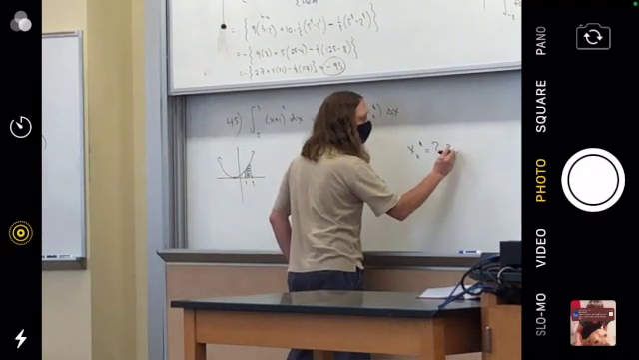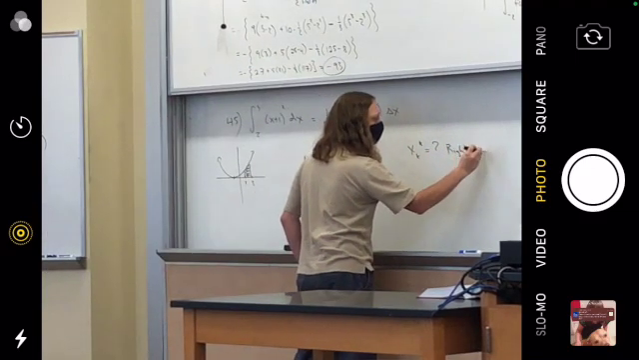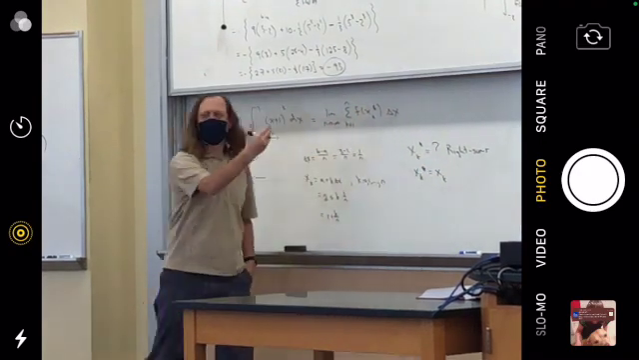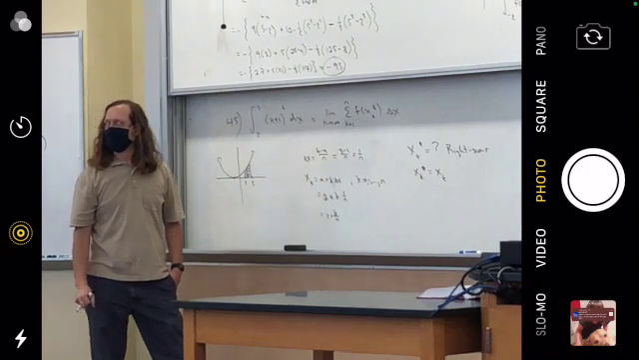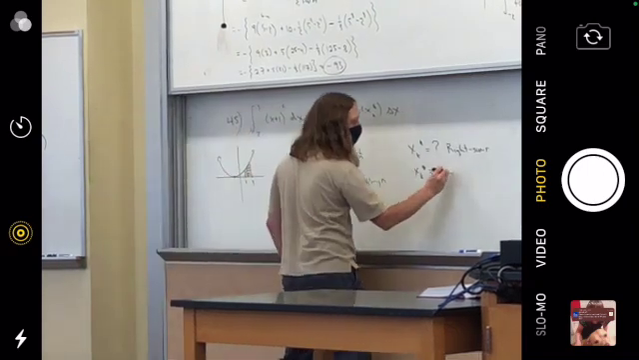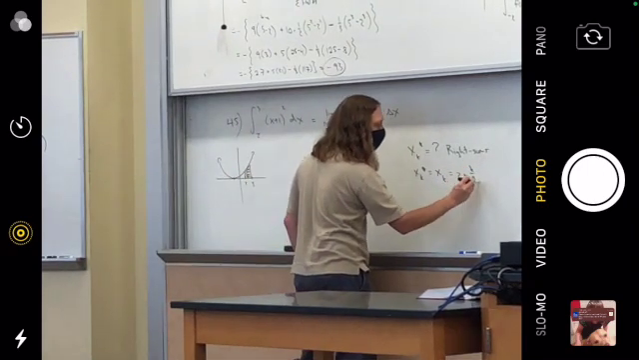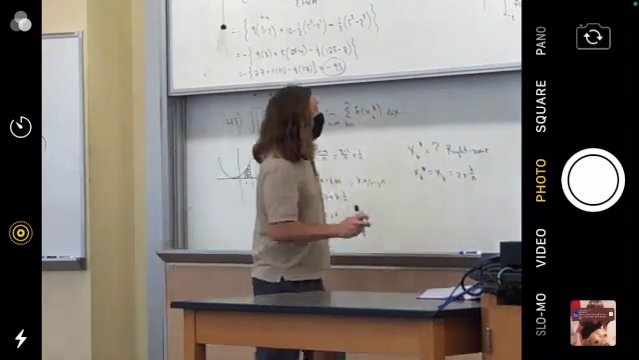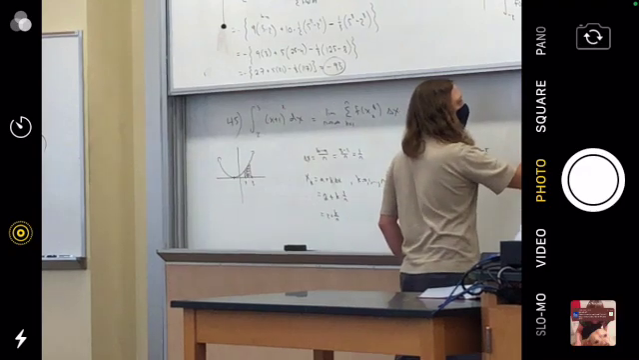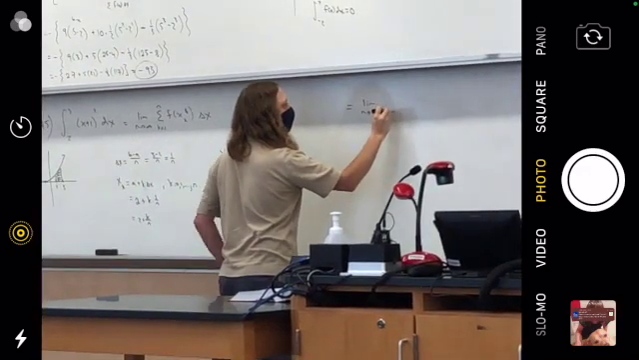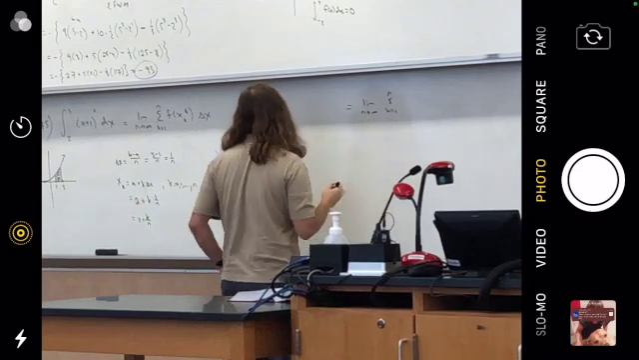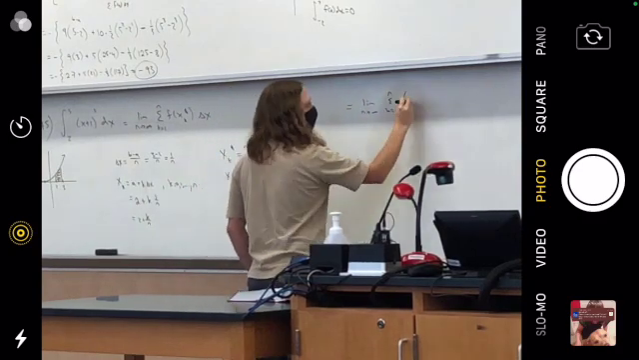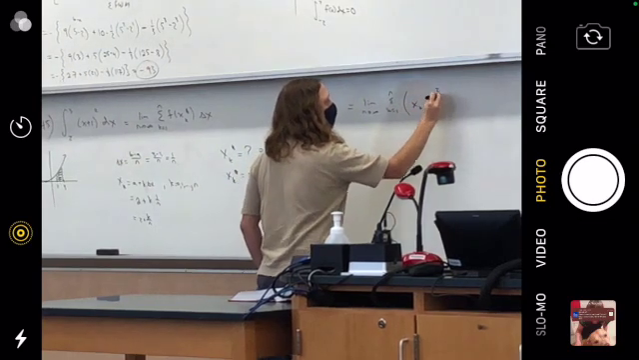Alright, if I do right sums, then xk star is equal to xk. It's the right side of the subinterval. So that would be 2 plus k over n. So I want to find the limit as n goes to infinity of the sum k equal 1 to n of what? Xk plus 1 squared delta x.